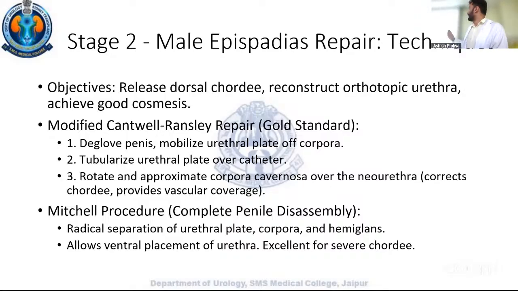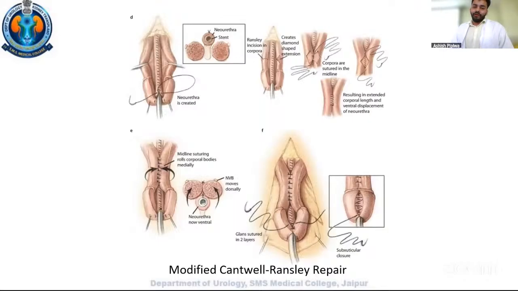In this, we degLove the penis and create the urethral plate, and the corpora which are lying posteriorly to the urethra, we rotate and approximate the corpora cavernosa over the neo-urethra. The Mitchell procedure, in this we do a complete penile disassembly. We radically separate the urethral plate, corpora, and hemiglans, and then we do the reconstruction. So this is the modified Cantwell repair.